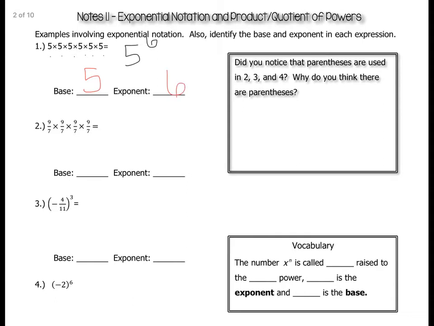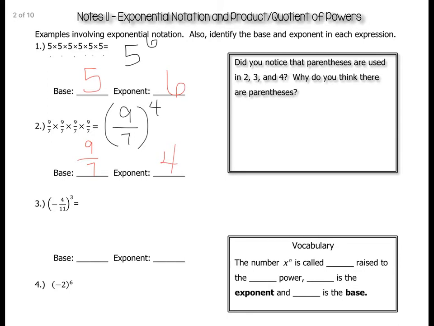So our next one, 9 over 7 times 9 over 7 times 9 over 7 times 9 over 7. If you were to rewrite this, it would be 9 over 7 raised to the 4th power. So your base is 9 over 7. Your exponent is 4.